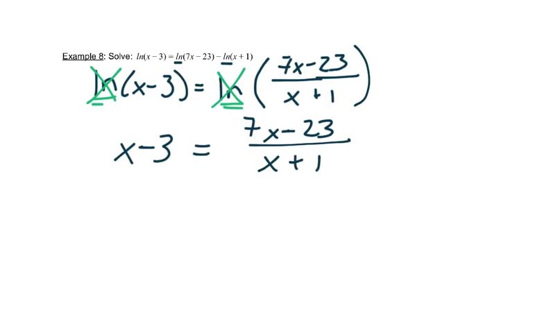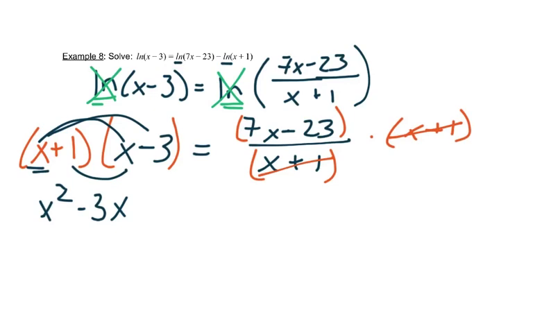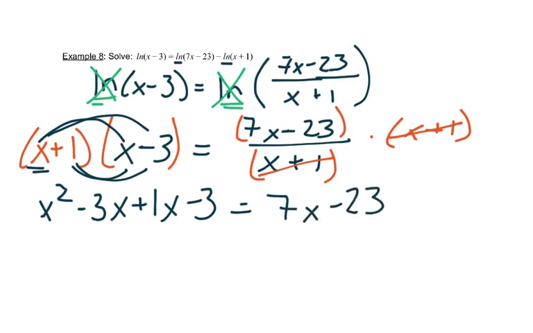Now to solve this, we're going to put each of these in parentheses so we can keep things together. We're going to multiply by the denominator of this fraction because that will help us get rid of the fraction. And over here on the left, now we're going to multiply. So we have x times x is x squared. X times negative 3 is negative 3x. 1 times x is 1x, and 1 times negative 3 is negative 3. Over here, we'll just keep it for a second.